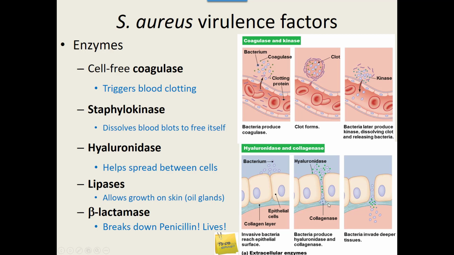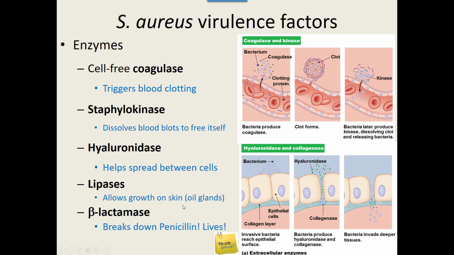It has another enzyme called lipases. Again, anything lipid, we're talking oil. This allows the bacteria to grow on our skin and in the oil glands. So Staph aureus really is found inside those oil glands, those sebaceous glands.